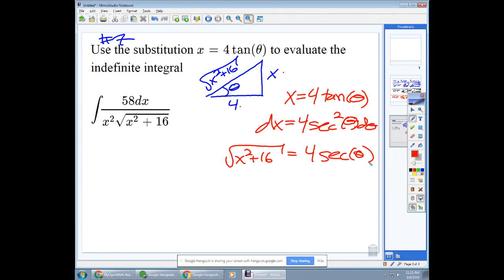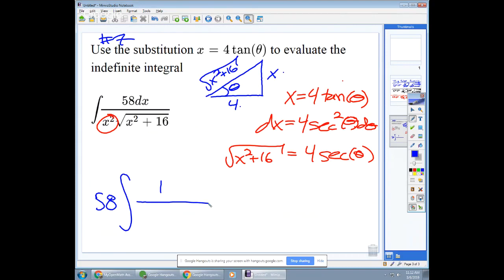So now I just go start throwing things around. I have a slight complication here. I have an x squared in the bottom, but we can deal with that pretty easily because we know what x is equal to. So we can just square it for the substitution. And the 58 gets pulled out. So rewriting this, I'm going to pull out the 58. And then I have the integral, so I'm going to put a 1 in the numerator.